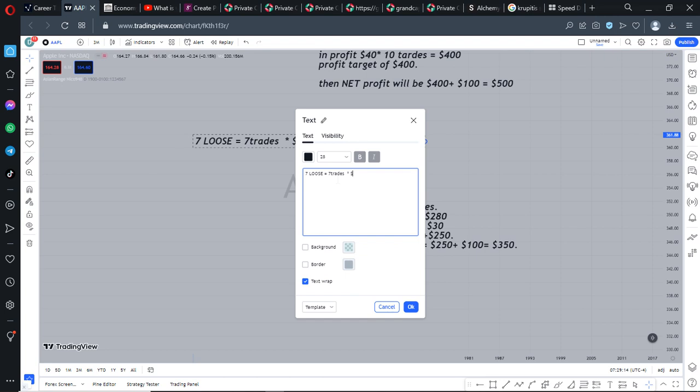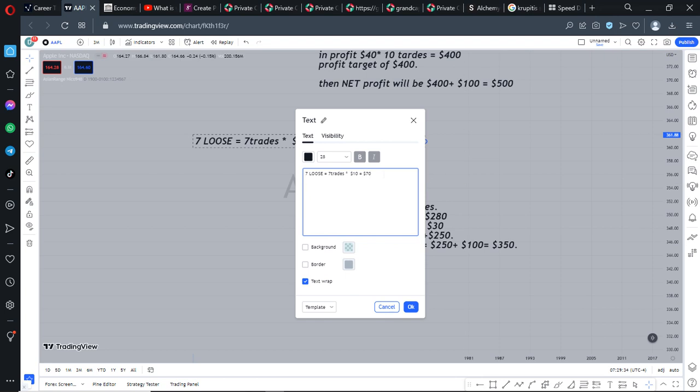Sorry, 7 trades times $10, right? So sorry about that. We have 7 trades times $10, and that will be equals to 7 times 10, that will be $70, right? So we have a risk of $70.